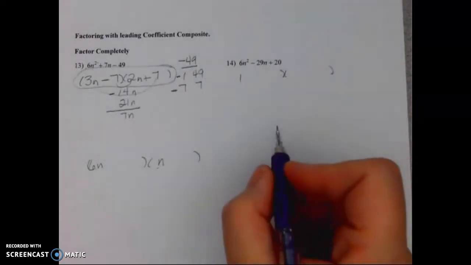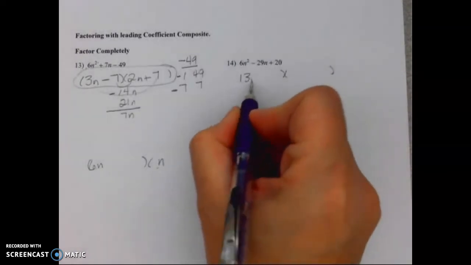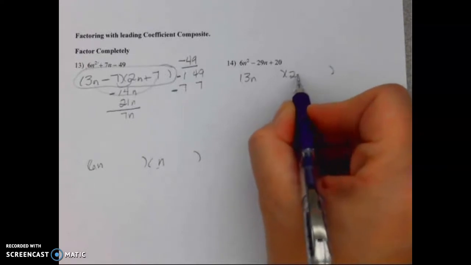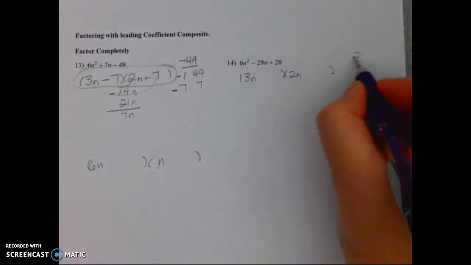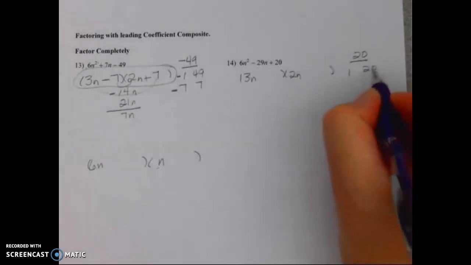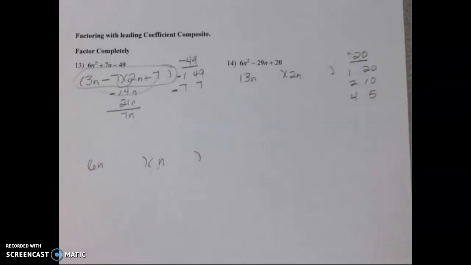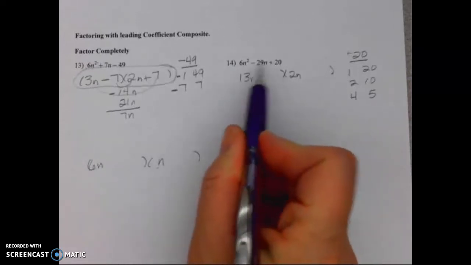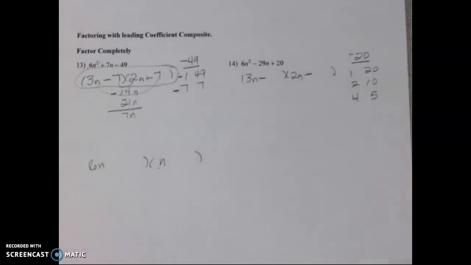Okay, 6n squared. We're going to try 3 and 2. 6n squared factors into 3n and 2n. Listen, if that doesn't work, we're going to try 6n and 1n, but only if it doesn't work. Factors of 20 are 1 and 20, 2 and 10, 4 and 5. Oh, and it's a positive, so they're both negative. So we don't need to go through and put those negatives in there.